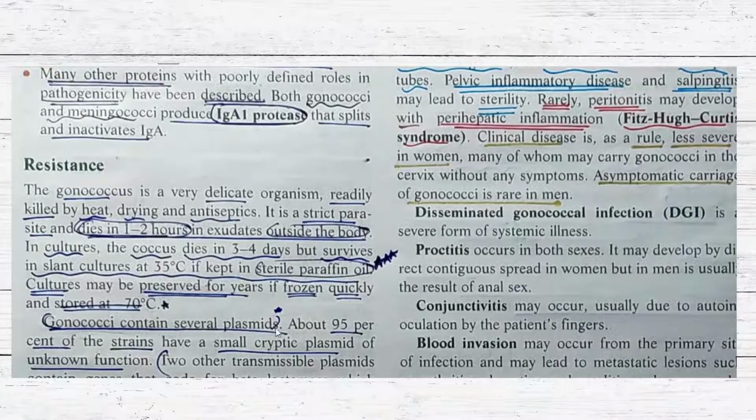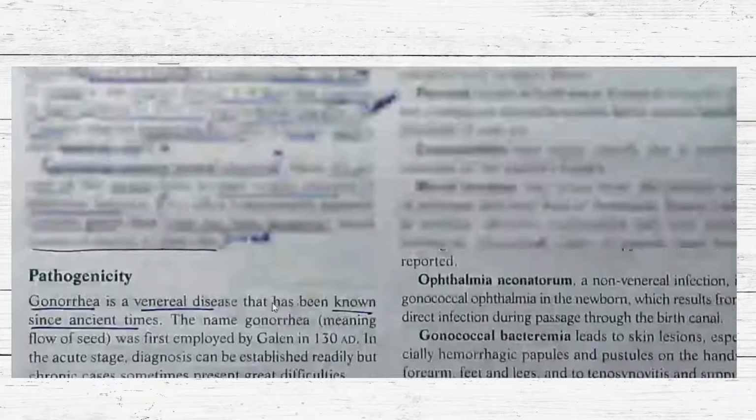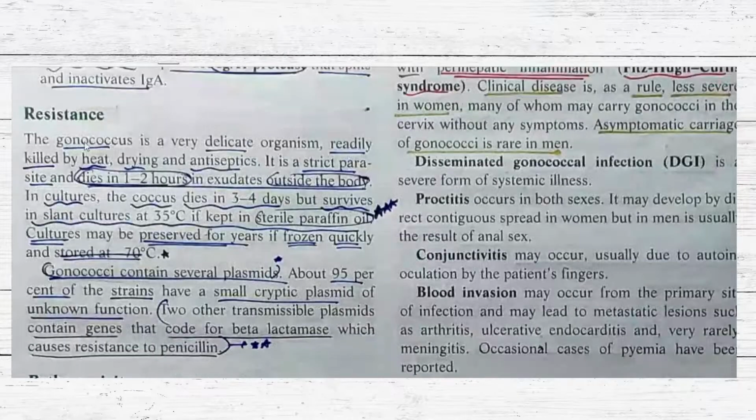Now let's see the resistance. Gonococcus is delicate. It is susceptible to heat, drying, and antiseptics. So we will go into details of resistance point by point. Now, if you take the organism outside the body, it will die in 1 to 2 hours.